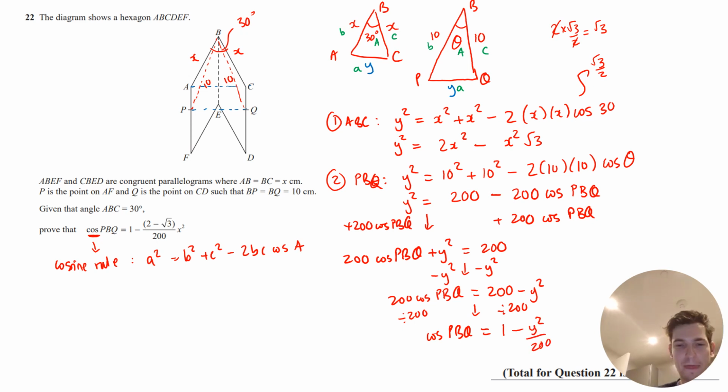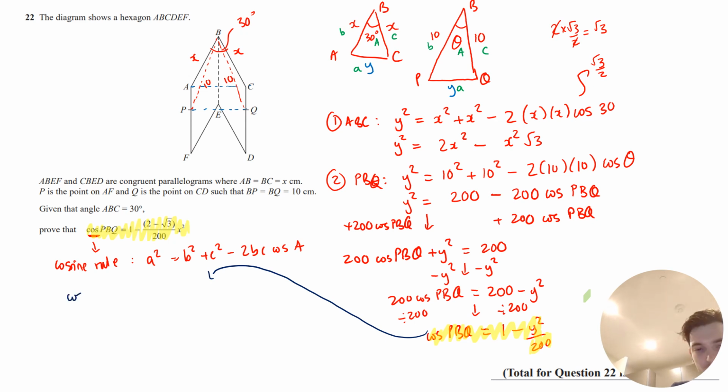So actually, if I take stock and look at where I'm up to, that was not a good idea to highlight with that. Get rid of that. If I highlight what I'm up to, I'm actually really close to my answer. Because my answer has cos PBQ equals 1 minus, but instead of y squared, I've got something to do with x. So I'm actually almost there. I'm going to continue my working around here.